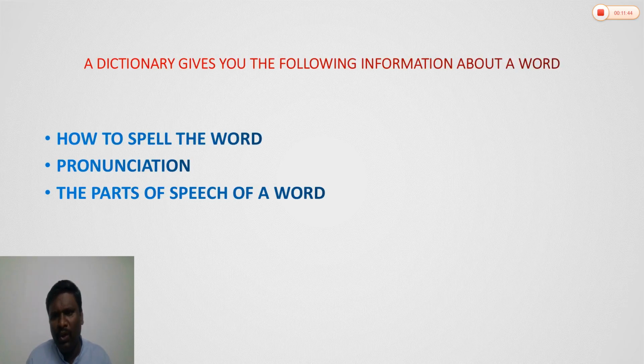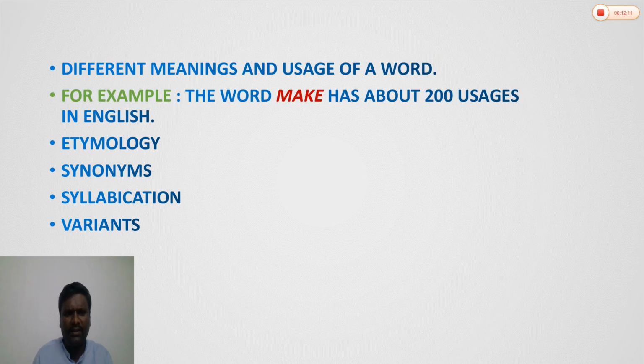The people who search a dictionary every day will know the real value of a dictionary. How to spell a word. You all could find phonetic transcription, parts of speech for each and every word, and idioms and phrases, phrasal verbs, proverbs, and you all could know many different forms of meanings of a particular word as in this slide. For example, the word make has about 200 usages in this dictionary.